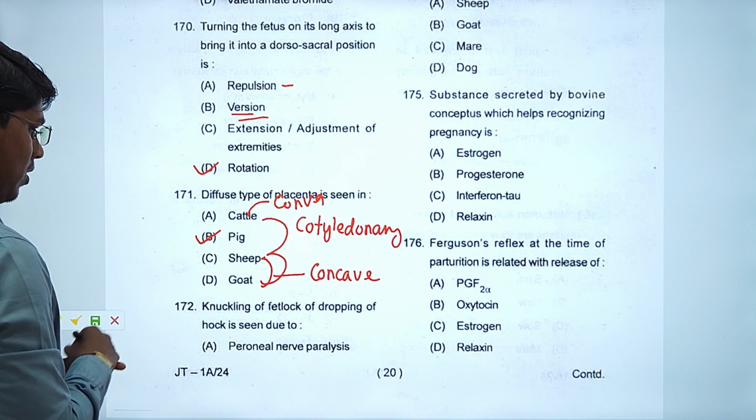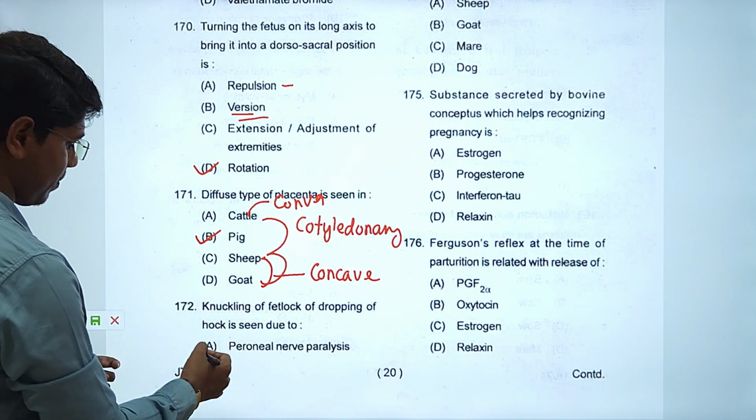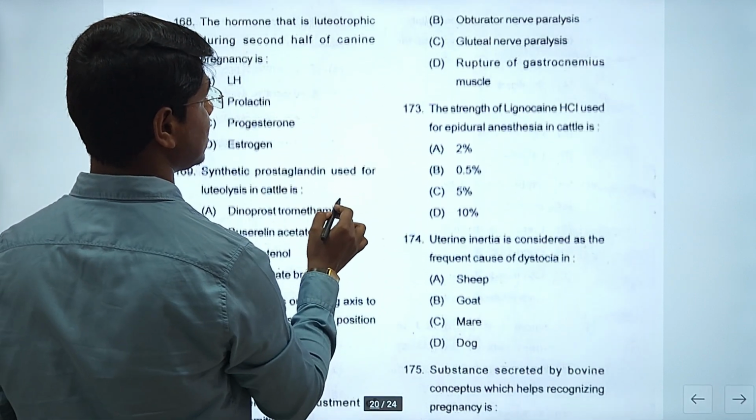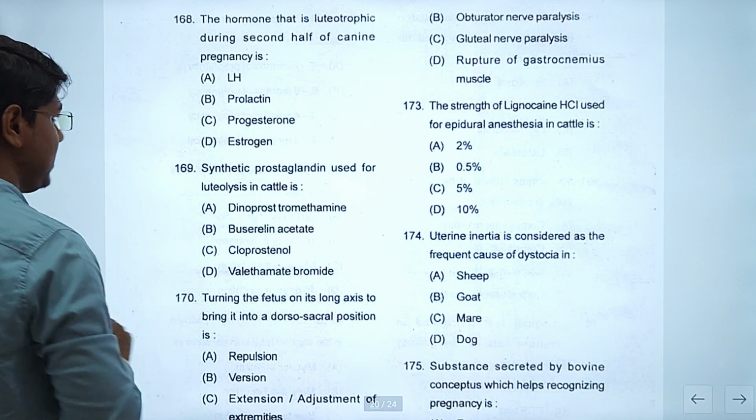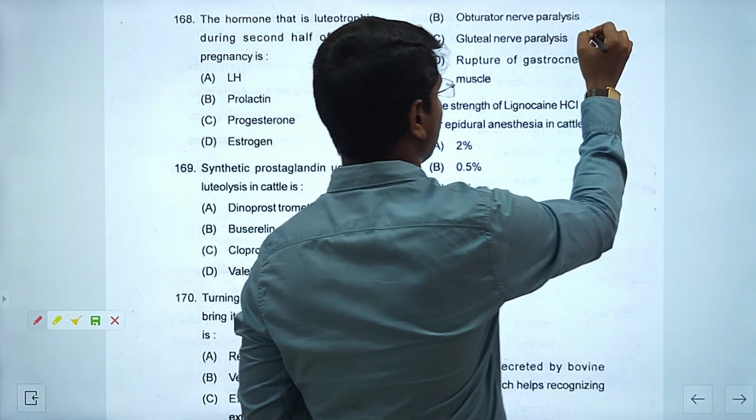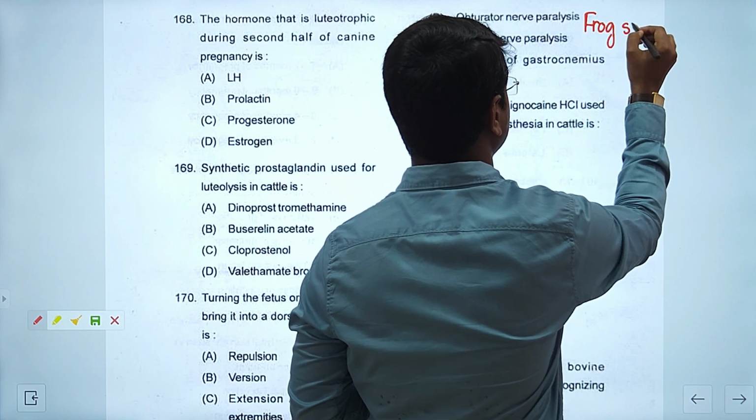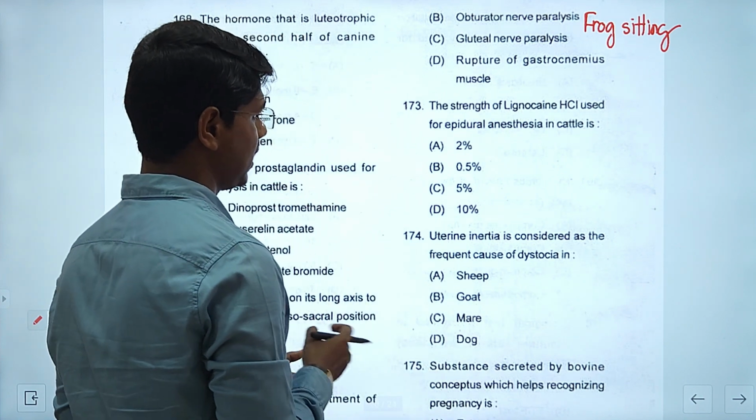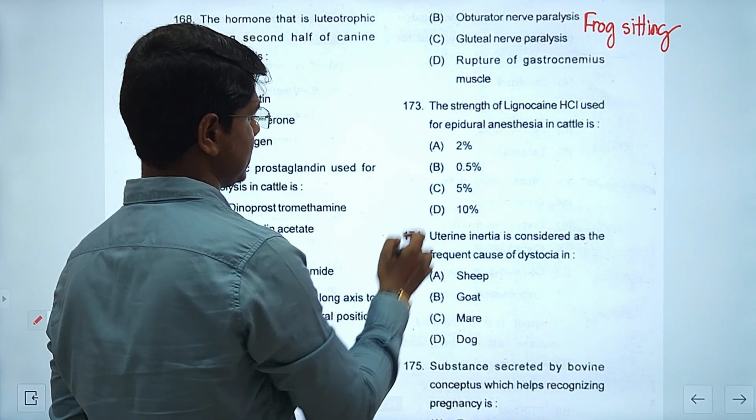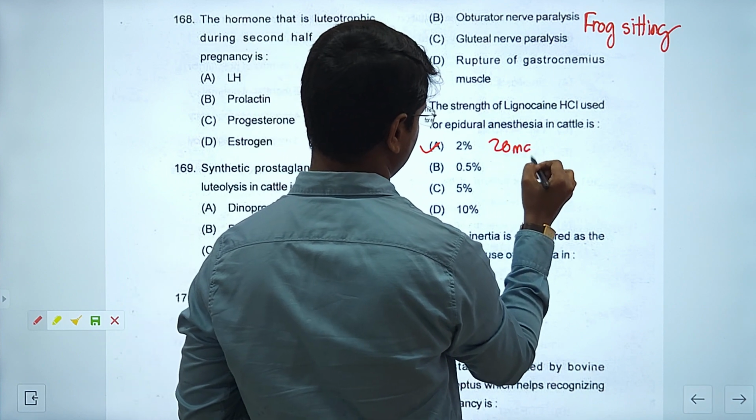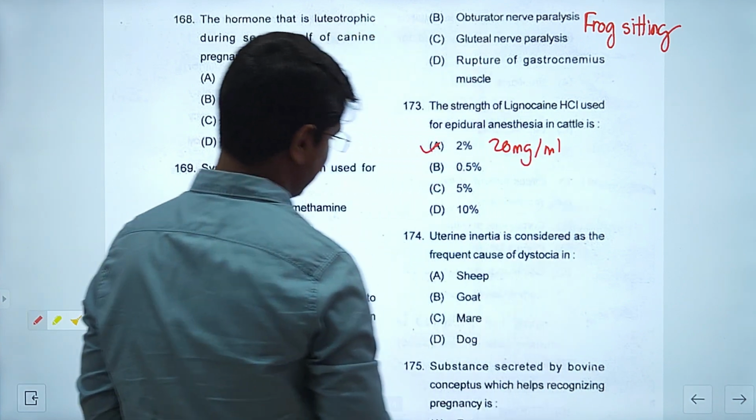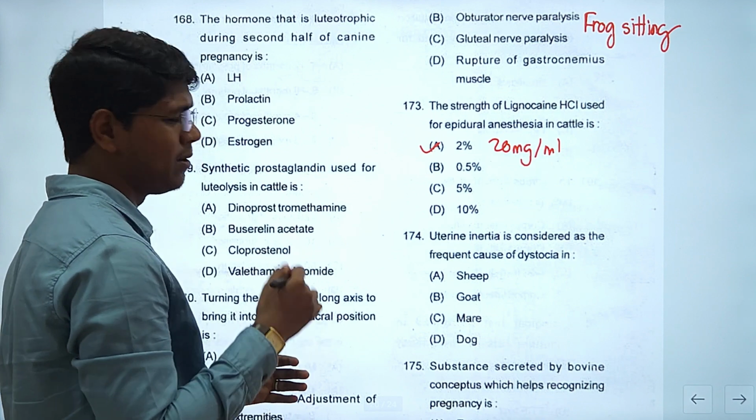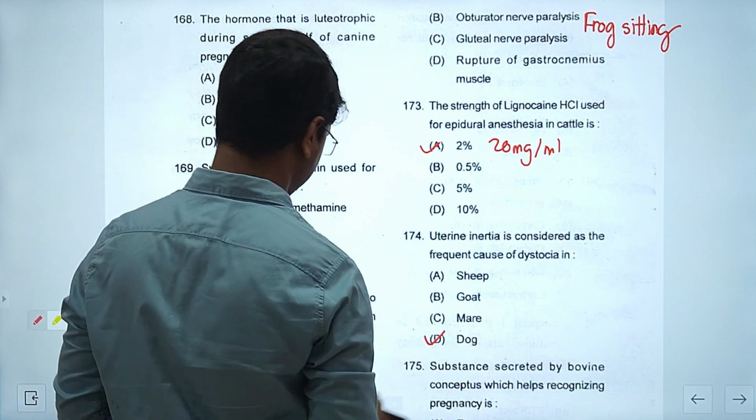Knuckling of the fetlock, or dropping of the hock, this is peroneal nerve paralysis. There is another option, obturator nerve paralysis, where you will find a frog sitting posture. The strength of lidocaine or lignocaine hydrochloride used for epidural anesthesia is 2%. It means 20 mg per ml, weight by volume. Uterine inertia is considered the frequent cause of dystocia, that means primary uterine inertia in the case of the dog.